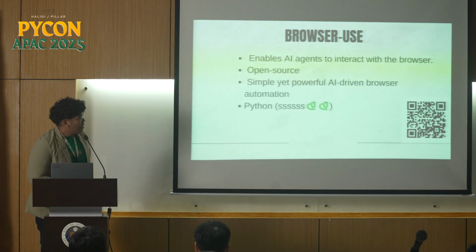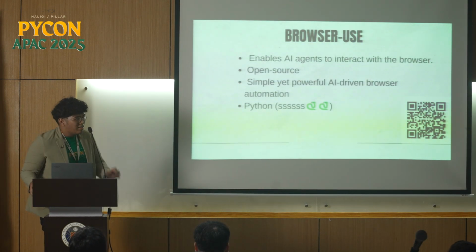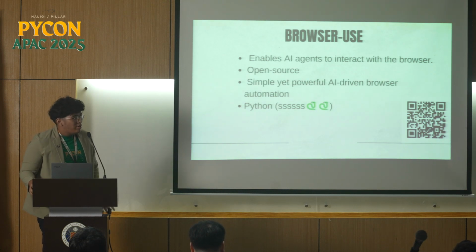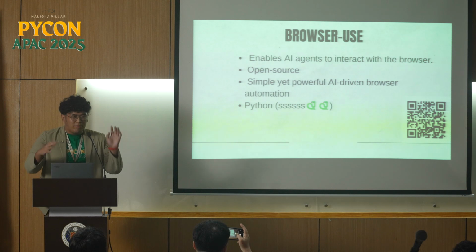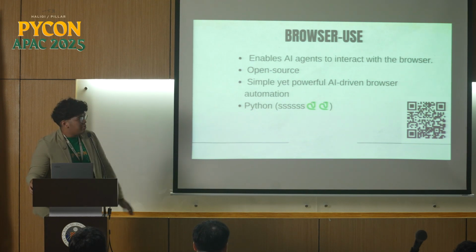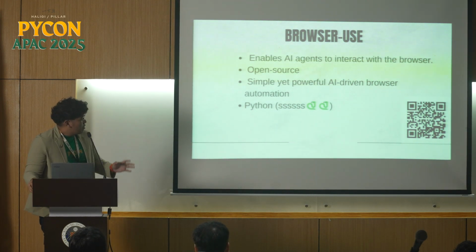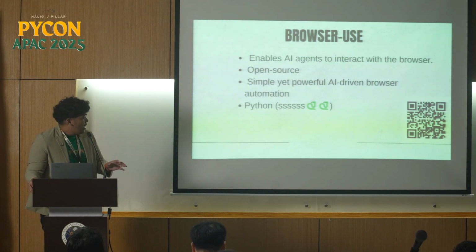So, what's browser use? Browser use is an automation library where you can use AI to interact with the browser. You can just give it instructions, a prompt, and it will do that task for you. It's open source, very simple and powerful, and it's in Python.